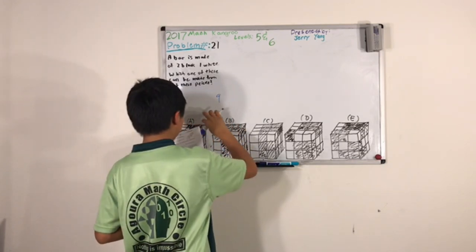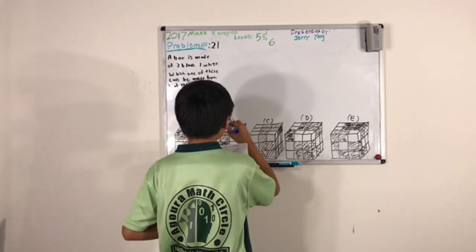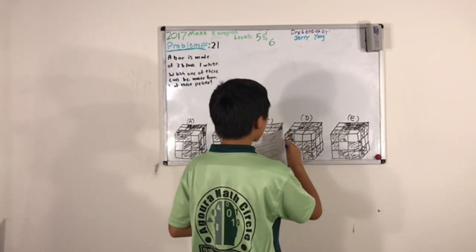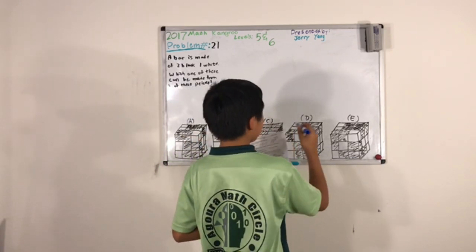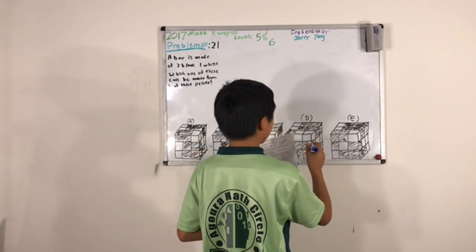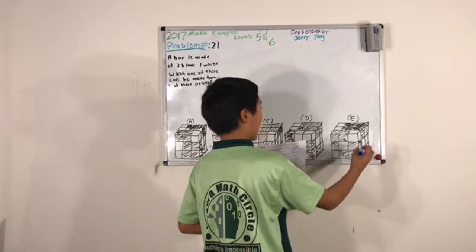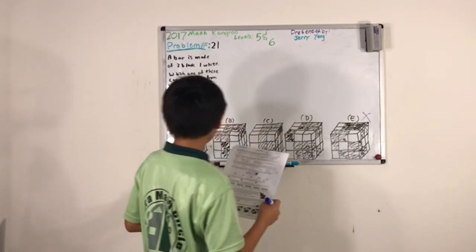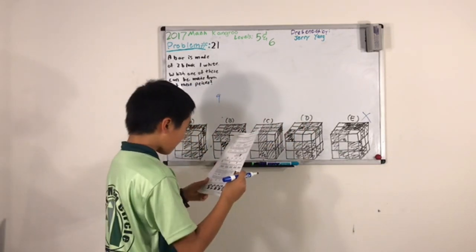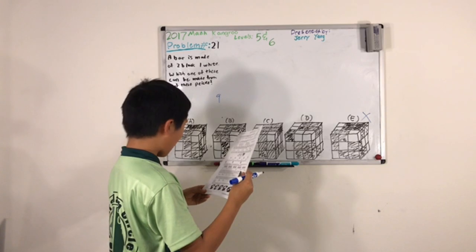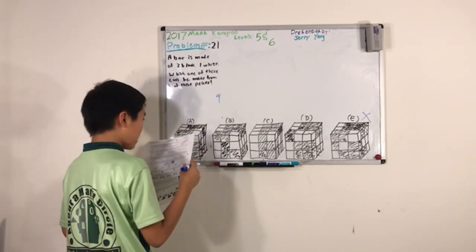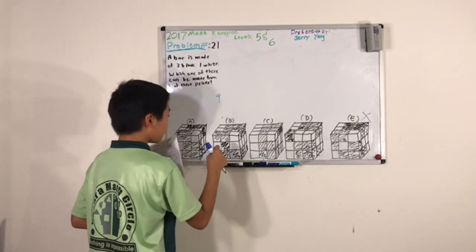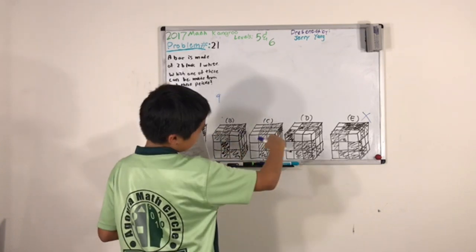So this one can be a possible answer. This one has 9. This one can be a possible answer. This one is 9, so this one can be a possible answer. This one has 9, so it can be a possible answer. But this one does not have 9, so we can immediately eliminate E. After we eliminate E, next we look at the flaws in these. So A seems to be perfect, but just to make sure, we're gonna check B, C, and D.